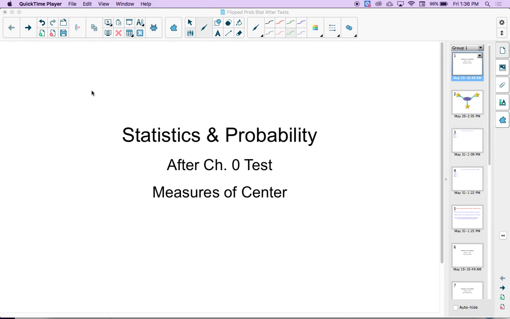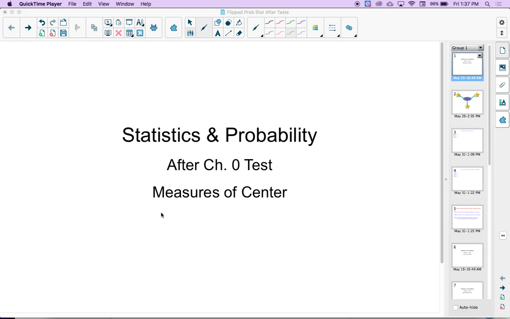All right, so in seventh grade, we are going to take a test at the end of every chapter. And at the end of every chapter, after we take our test, we're going to do a little miniature lesson on statistics or probability. This is just to kind of get us to review some old ideas and introduce some new ideas before we hit chapter 9 and chapter 10 at the end of the book.